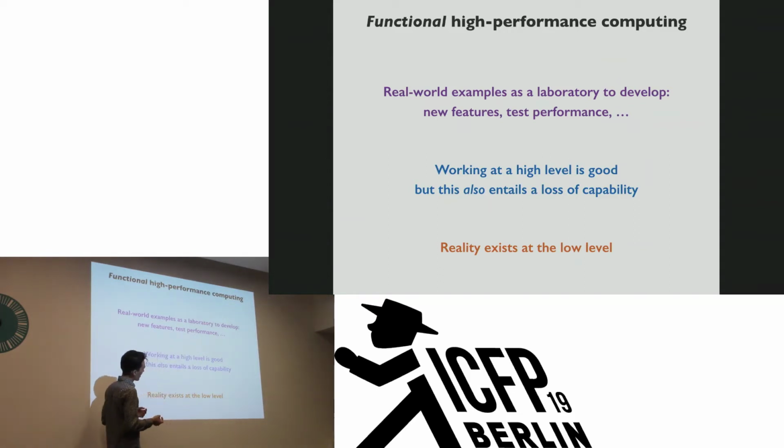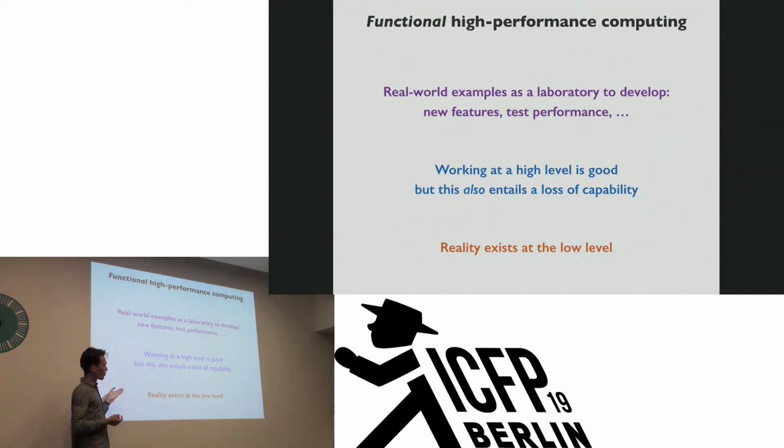So even if I'm working at a high level, sometimes I really need to know how all of the low-level stuff works as well, and have access to that to get good performance. Having real-world examples to develop and work on these things has been very important to test out new features, test performance, and improve the language as a whole. What is a real example will be different for each of your domains.